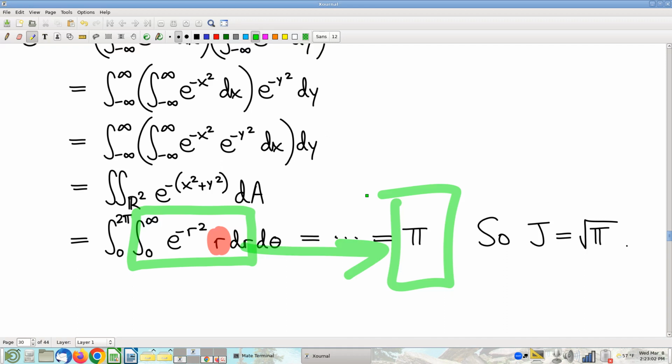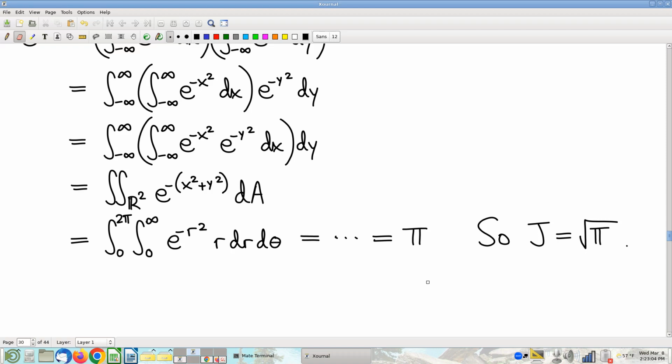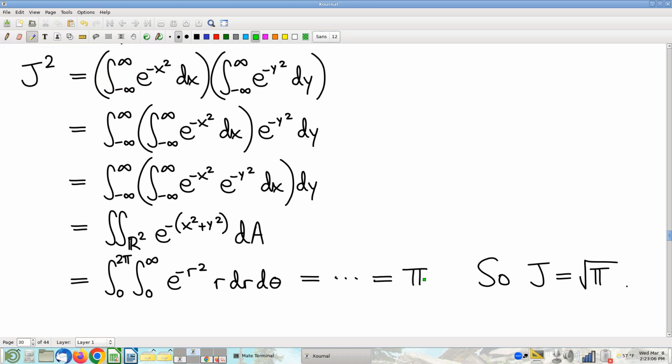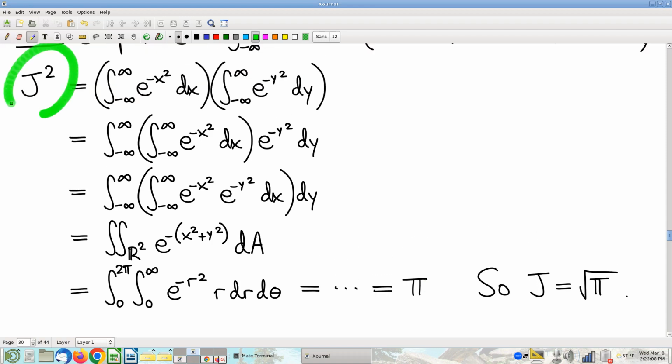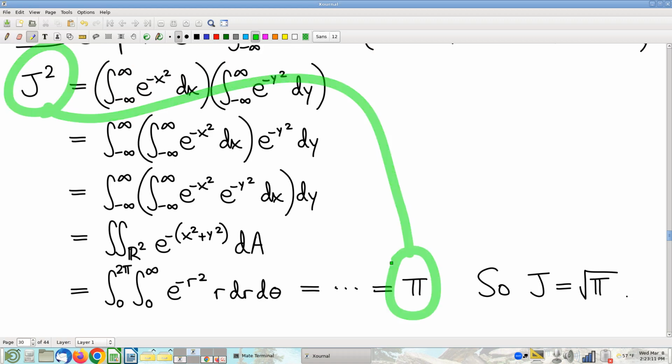This is really, really clever. Again, I did not think of this on my own. I don't think I ever would have. But let's not spike the football on the 2-yard line. Let's not forget it was J squared that we computed that was equal to pi, so J is the square root of pi. The actual integral we wanted to know, square root of pi. And there we go. Everybody follow? It's really cool.